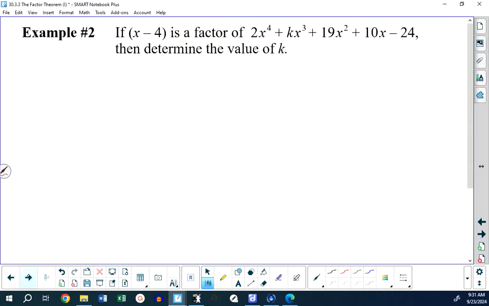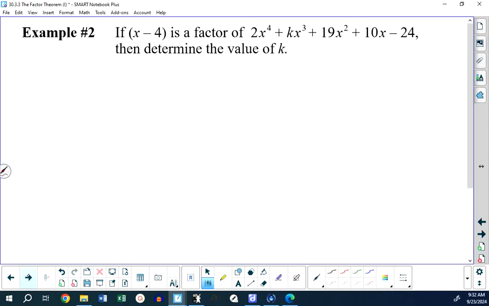Example number 2. I feel as though I really don't need to include an example like this in this lesson because it's identical to an example from Friday, except that rather than me telling you you divide by a binomial and you get a particular remainder, I'm telling you that the binomial is a factor. What this means, everybody, is that when you divide by x minus 4, the remainder is 0 because it's a factor. Are you with me on that idea?